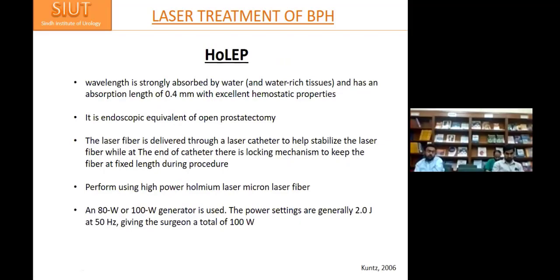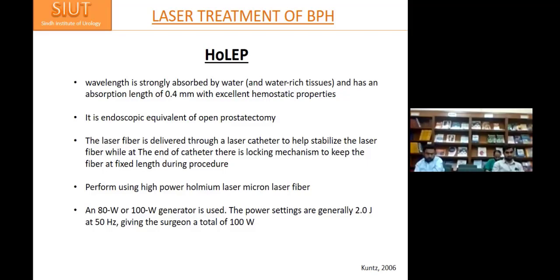In this, the wavelength is short, strongly absorbed by water and water-rich tissues, and has an absorption length of 0.4 millimeter with excellent hemostatic properties. It is the endoscopic equivalent of open prostatectomy. So it can be done in prostates greater than 100 grams or 150 grams.